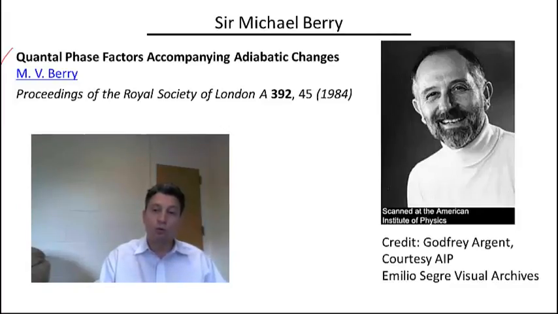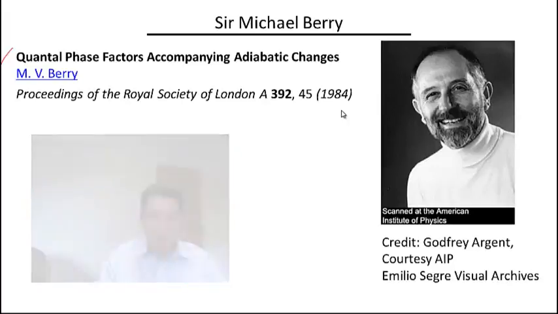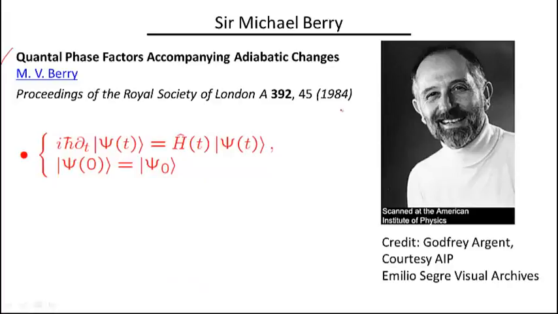Of course, if you want to know more details, I would like to refer you to the original paper, which again is very well written. So the problem that Sir Michael Berry considered was, in retrospect, a very simple problem. Basically, it was the canonical Schrödinger equation with some time-dependent Hamiltonian, and he assumed two things.